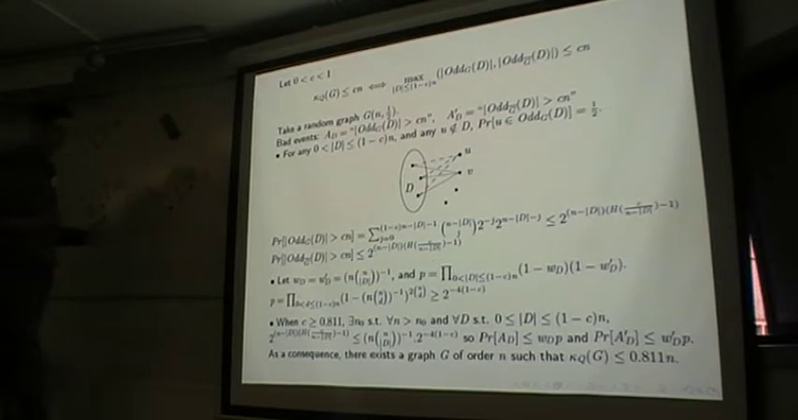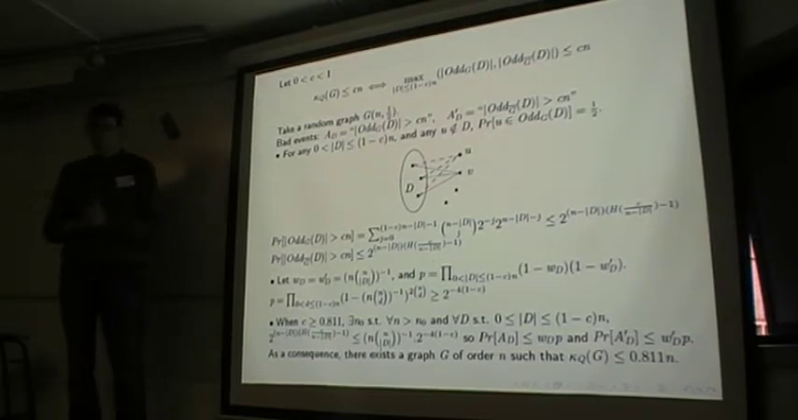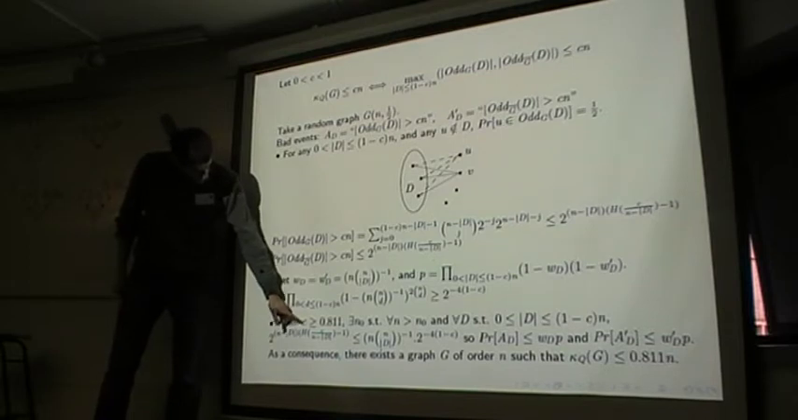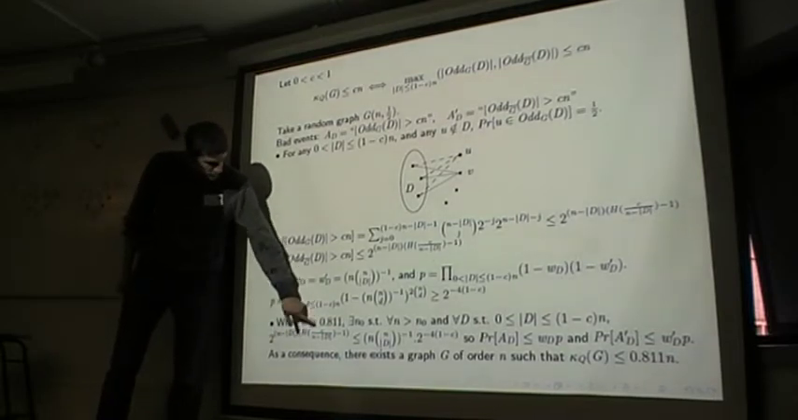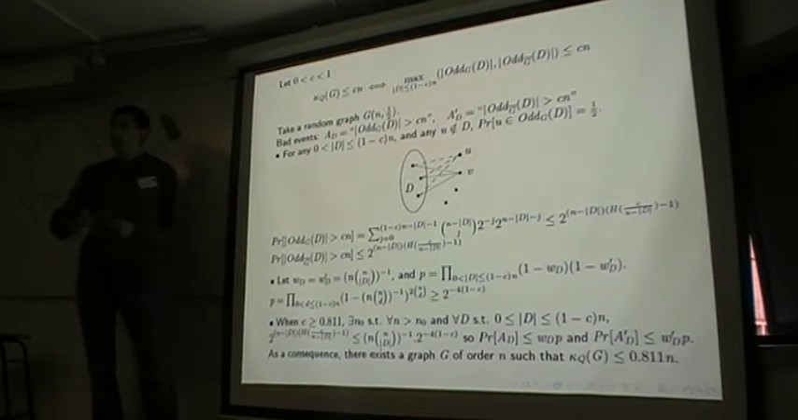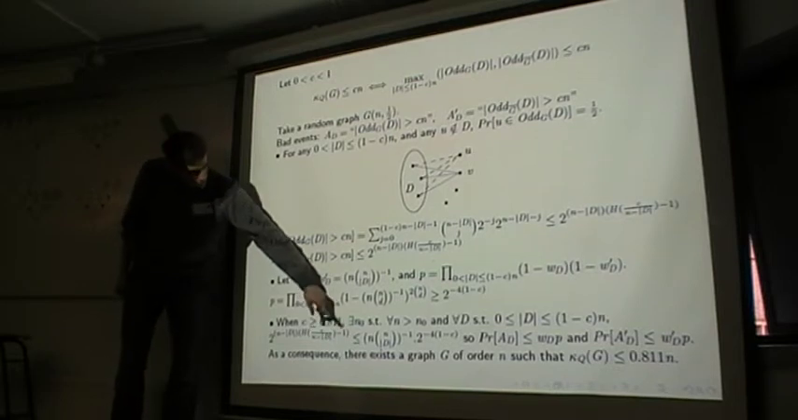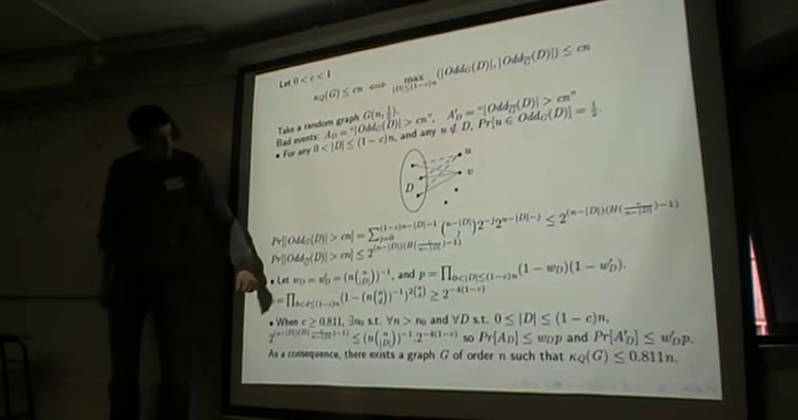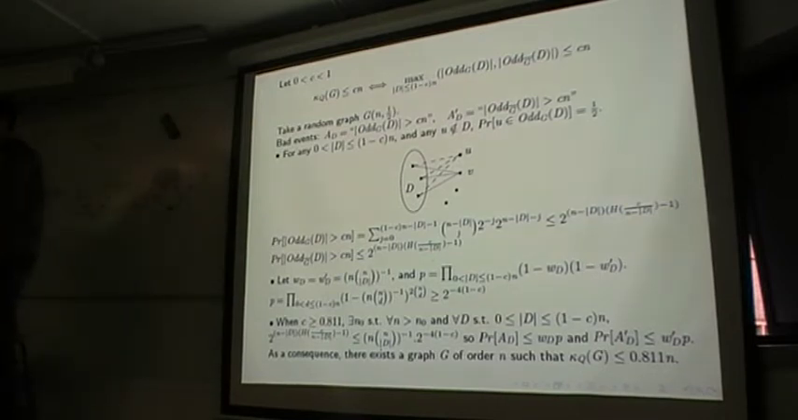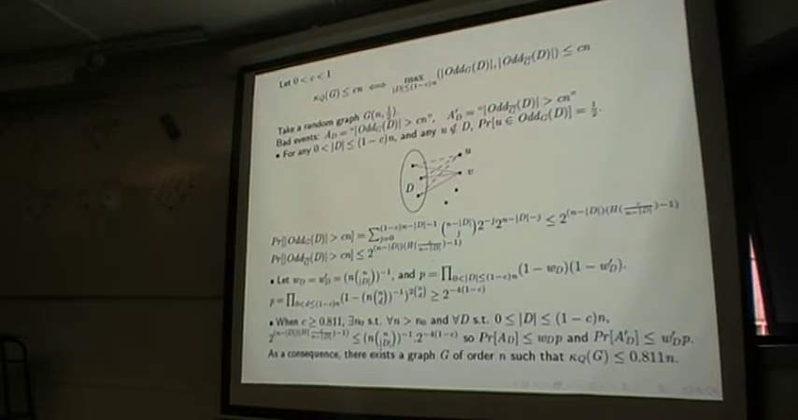Now we are ready to do a numerical analysis, and we show that if C is larger than 0.811 and n is big enough, then we have this inequality. Thanks to the previous inequalities, we obtain that the probability of A_D is smaller than W_D P, and so we meet the requirements of the Lovász local lemma. As a consequence, there exists a graph such that the kappa q of this graph is smaller than 0.811 n.